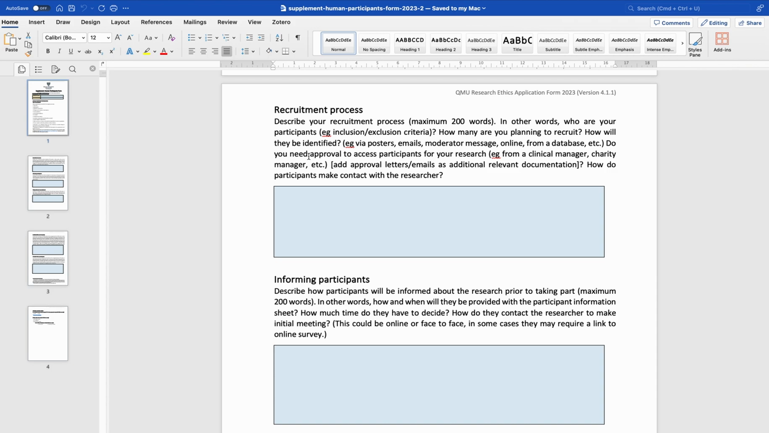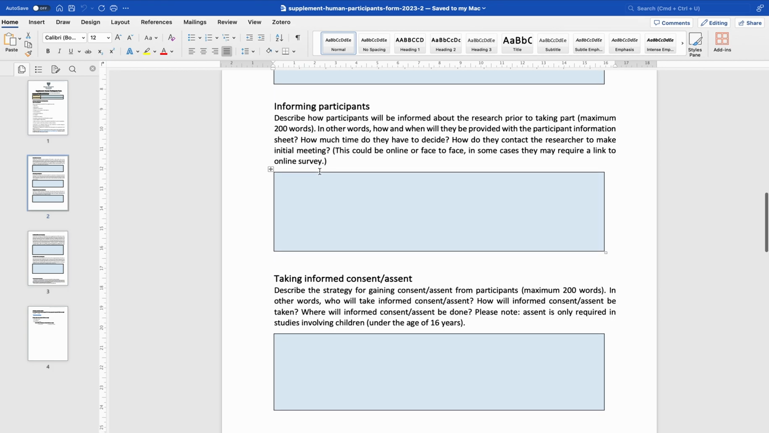Okay. Do you need approval to access participants for your research? If you're looking at SLTs, do you need approval from a clinical manager, for example? If you're looking at people working in a charity, do you need approval for that, and so on? We often have people collecting data from, say, speech and language therapists, but the people can be recruited online via social media and they don't need to go through a manager. And how do participants make contact with the researcher?